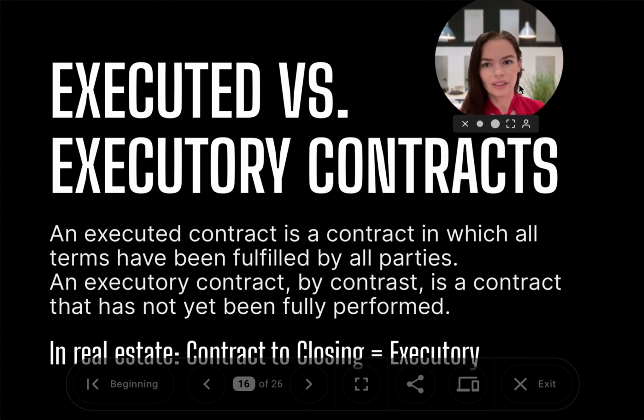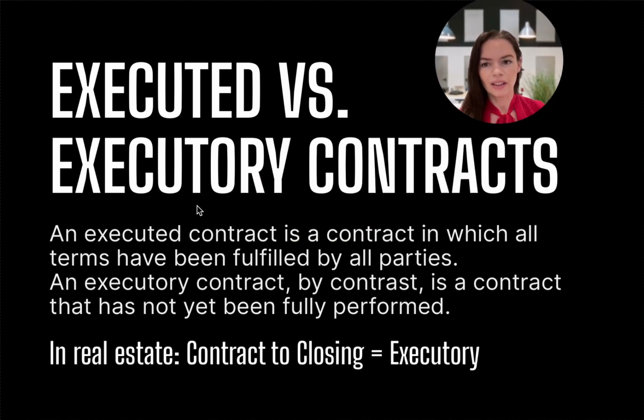Executed versus executory contracts. An executed contract is a contract in which all terms have been fulfilled by all parties. An executory contract, by contrast, is a contract that has not been fully performed. In real estate, contract to closing equals executory.